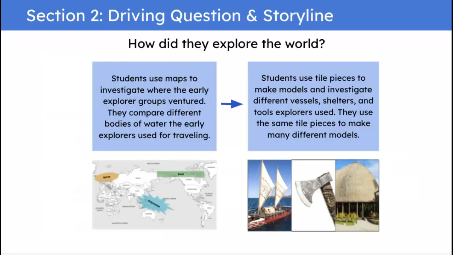The driving question for Section 2 is: how did they explore the world? In this section, students connect to the anchoring phenomenon by modeling different types of expedition vessels, shelters, and tools. Students will use that information to explain how explorers traveled the world and survived in different locations. The section concludes as students make connections about how small pieces or building blocks can be used in multiple ways.